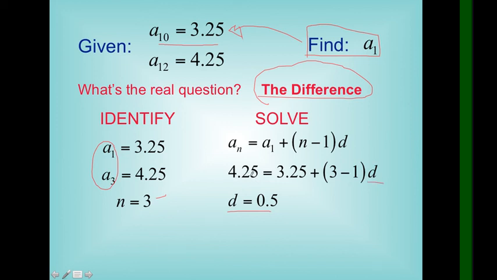So, we have 4.25 equals 3.25 plus 3 minus 1 times d. And then I'll transpose this. If I move that, that's equal to 1. So we have 1 equals 3 minus 1 is 2, 2d, right? And then divide it by 2. The result is 1 half, because we cancel this. And 1 half is equal to 0.25. So, therefore, their difference is 0.25.